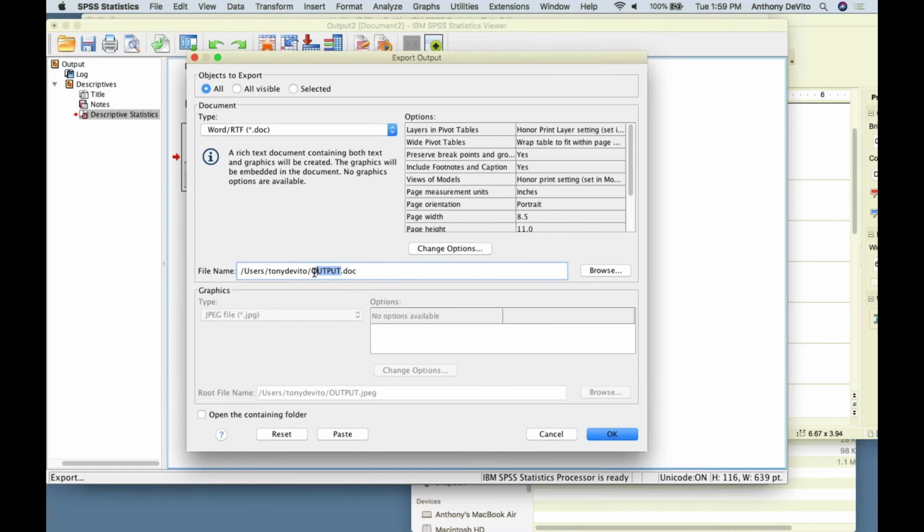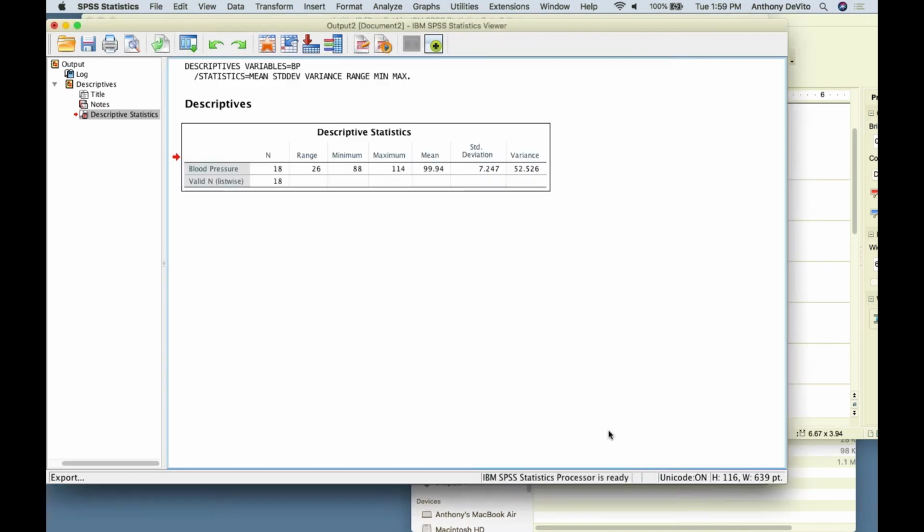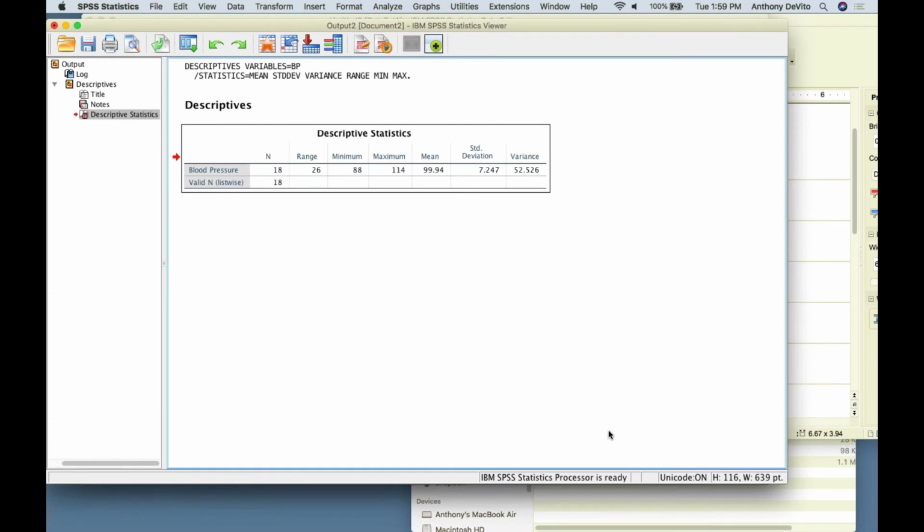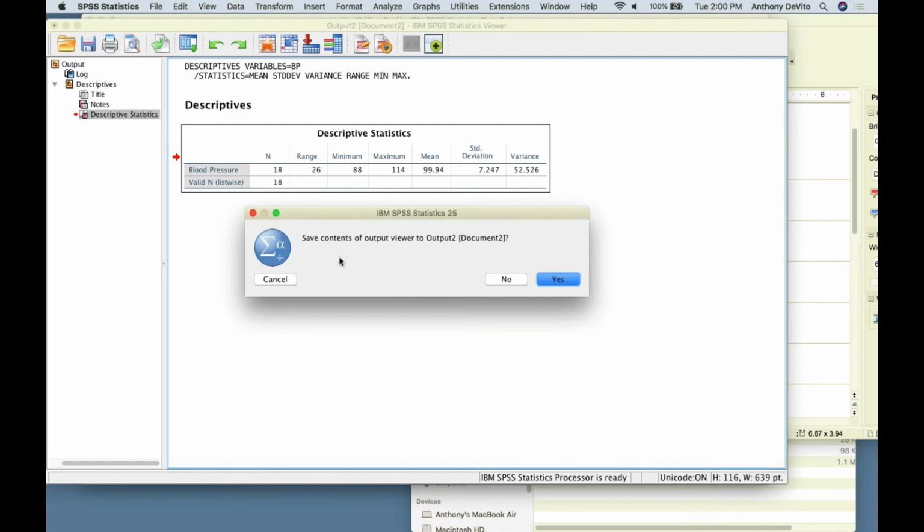I know a lot of you upload the file, trimming it down after you export it like this, because you leave the name output on it. I'm going to change that to test, and you can navigate to wherever you want to go. Desktop, for instance, say OK, and it saves that whole document as a Word file, right? So you have the whole thing there later on if you're interested in it.